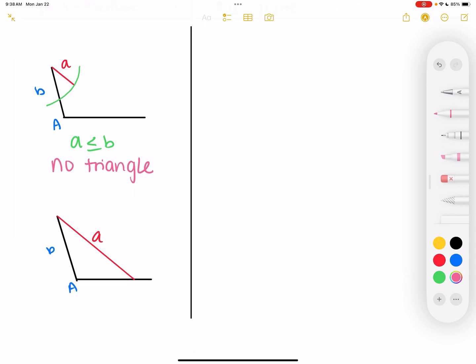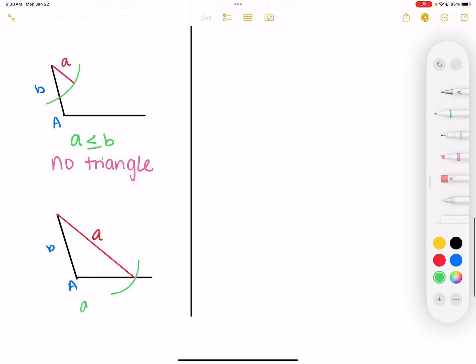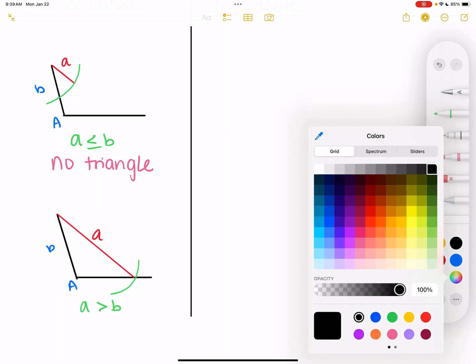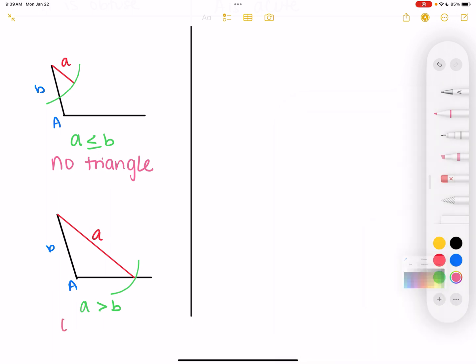Then down here with this one, we have a piece here. When it gets swung around, it intersects one time down here. And so when A is greater than B, we have one triangle.